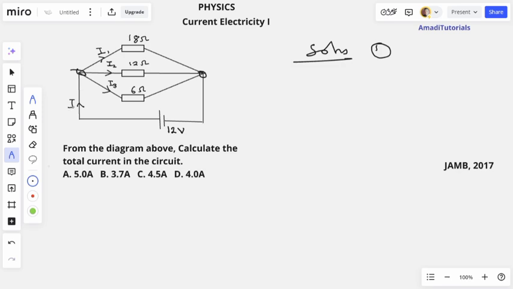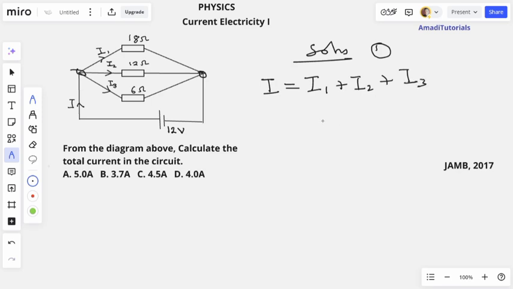Now we are going to calculate the total current, which is this I here. So the total current I, since it's a parallel connection, can be given as the summation of the individual currents through each of these branches. So that is I1 plus I2 plus I3.